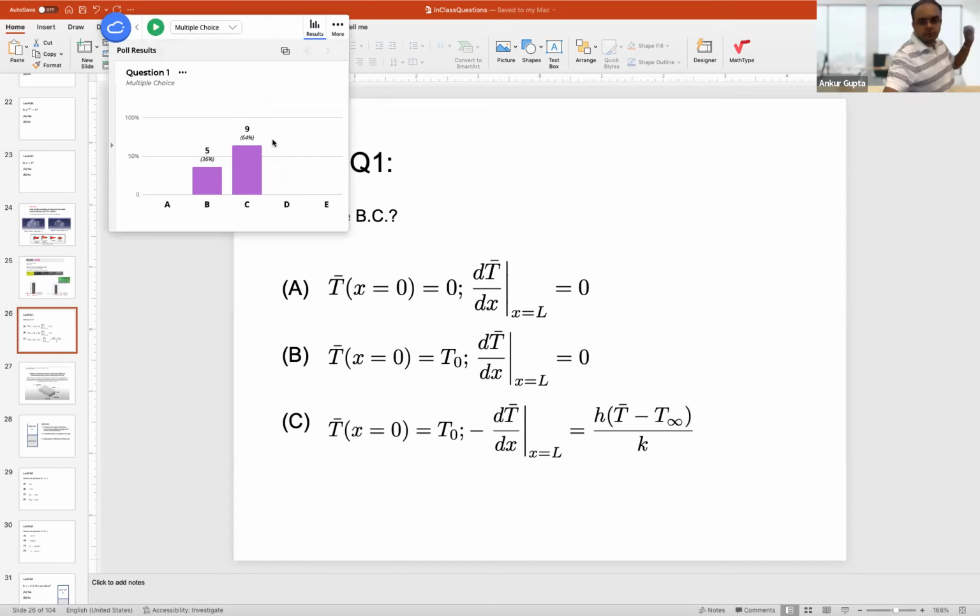Now, most of you say C, some say B. Does anybody want to explain the choice? Why B or C? There is nobody in A. B or C. So the confusion is whether it should be no flux or that, right? So let's go towards our boundary condition.